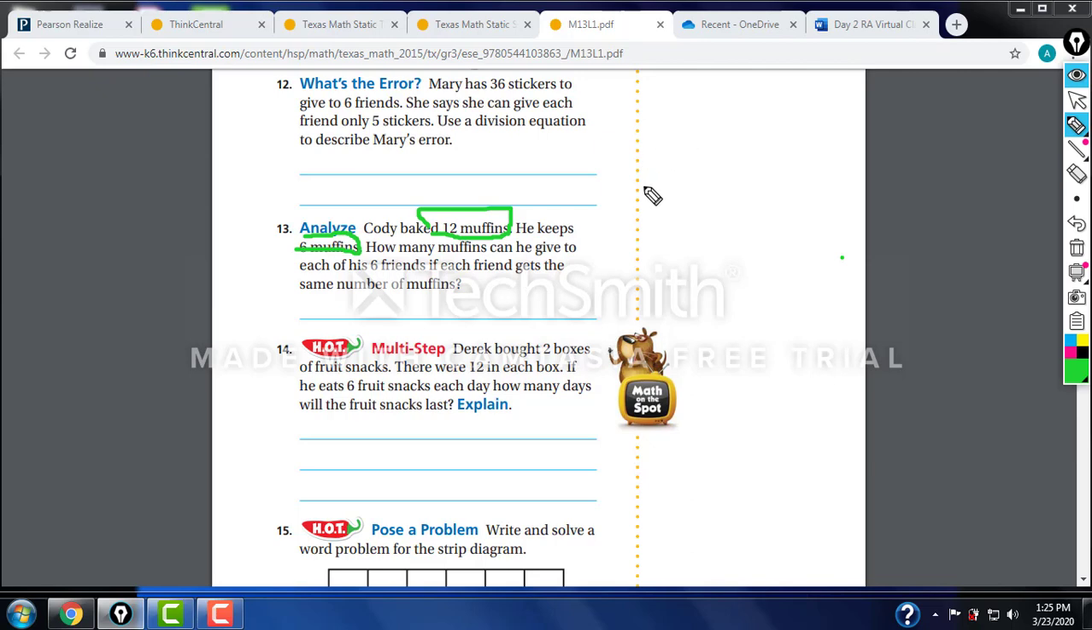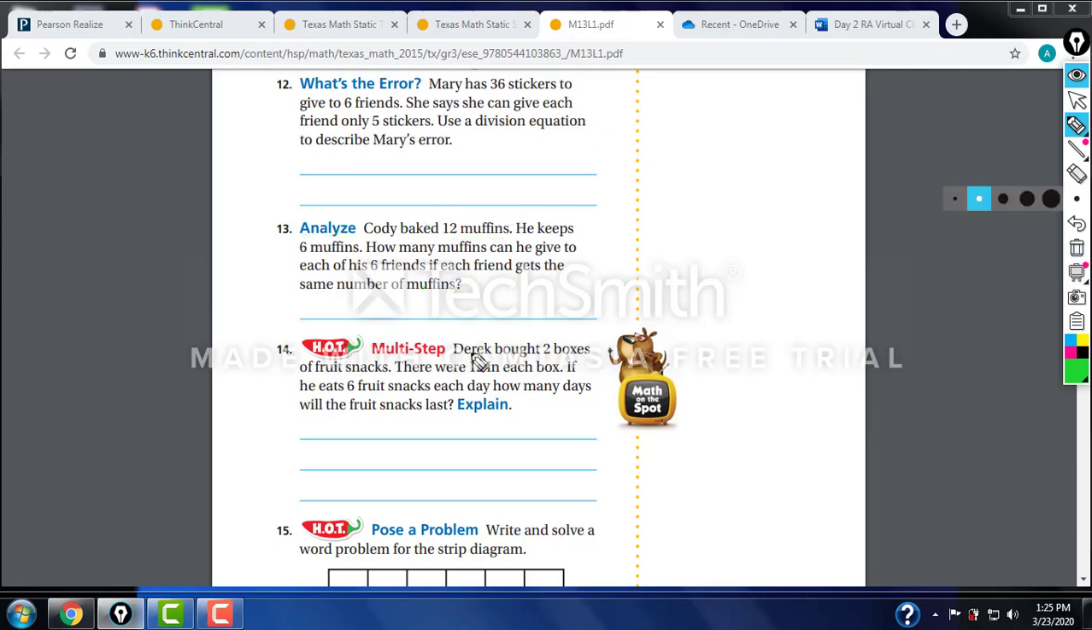So he has 12. The first thing we need to do, he has 12 and he keeps 6. So how many does he have left over? He has 6. So if each one of his friends gets the same number of muffins, how many muffins will each one get? 6 divided by 6. So each friend will get how many muffins? He'll get 1. The key is subtracting the 6 that he kept right here. All right, nice work. Multi-step.